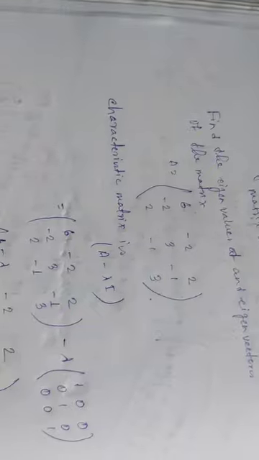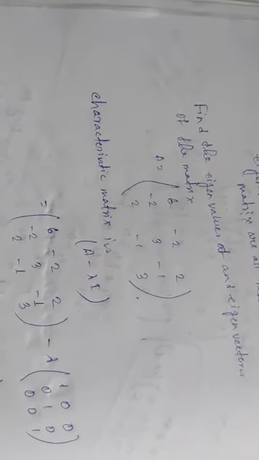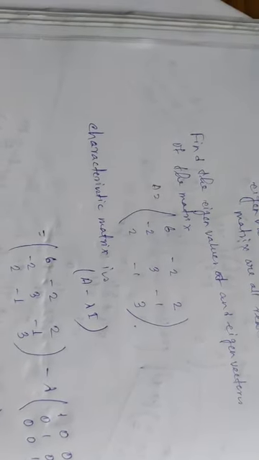Guys, in this video we will find the eigenvalues and eigenvectors of a 3 cross 3 matrix. So here we consider one 3 cross 3 matrix, that is [6, -2, 2; -2, 3, -1; 2, -1, 3].